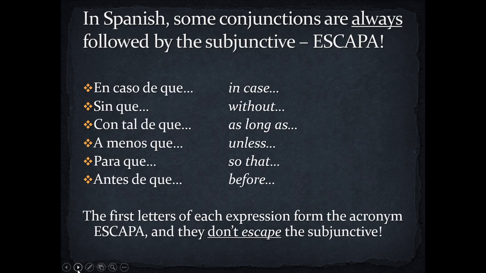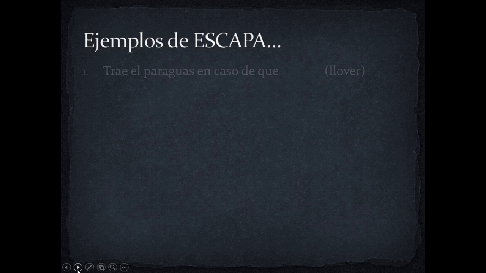to be in subjunctive. What we're going to do next is look at some sample sentences, and I've left the verb out so that you have a chance to formulate the answer. I put the verb at the end of the sentence in parentheses in the infinitive form, and I'll give you a chance to decide what the form should be. So, vamos a mirar el primero. Número 1, trae el paraguas en caso de que blank. And we have the verb llover.